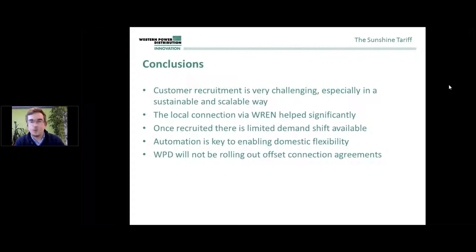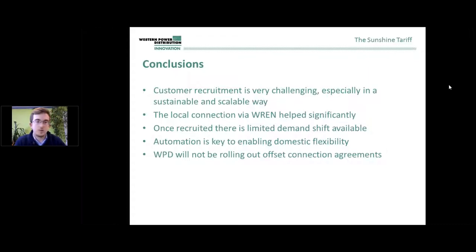And once you have them engaged, it's very difficult to get customers to commit. I think with that commitment, the local connection with REN was absolutely paramount. I think it enabled us to get that level of interest, but it does show the level of importance of that kind of local trusted party.